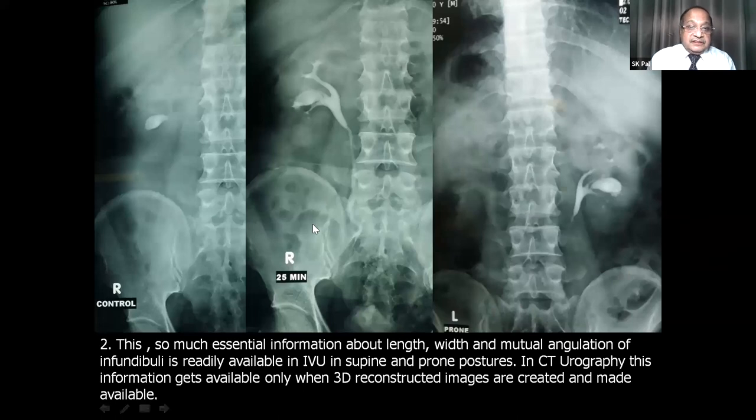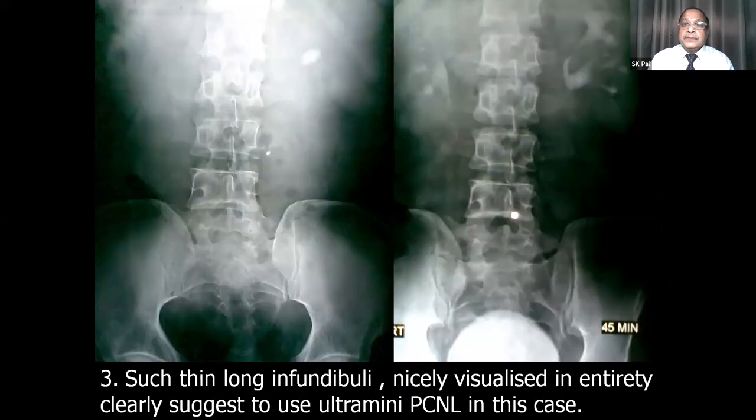This so much essential information about length, width, and mutual angulation of infundibuli is readily available in IVU in supine and prone postures. This is the prone film, this is the supine film, and you know that this is the stone and these are the infundibuli here. This probably is in a calyceal diverticulum, and I'll make entry from here. And this full pelvicalyceal system nicely lit up in IVU has given you the direction in which you are going to go.